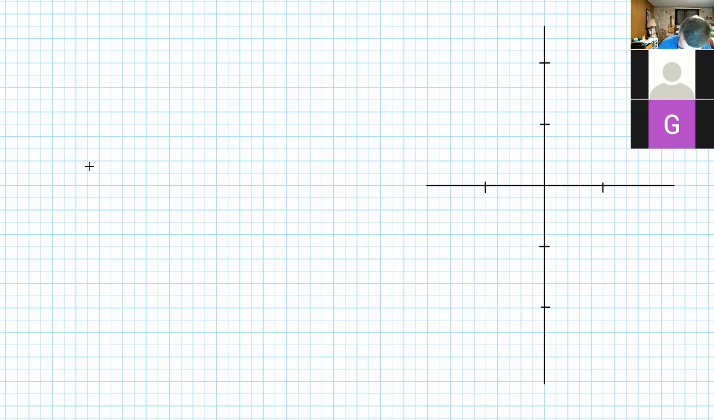All right. How about this? Function or not? Yes, it's a function. Good. Function or not? No. That's a lot of no. Is that a function? Yes. Good.